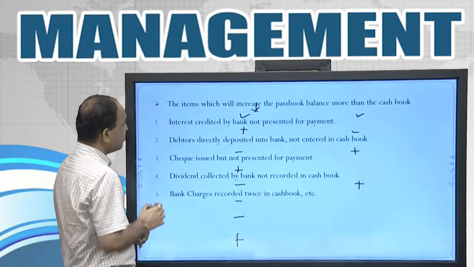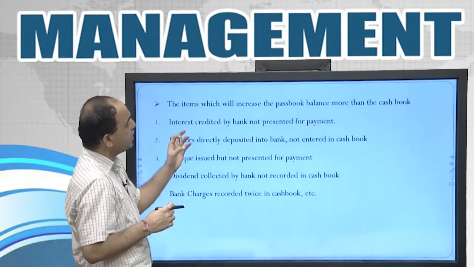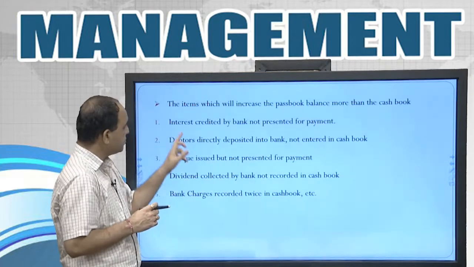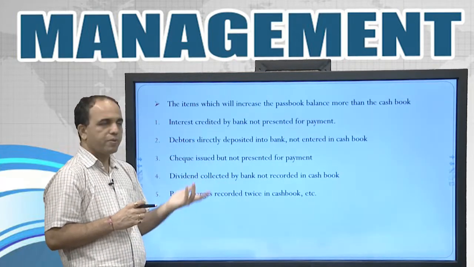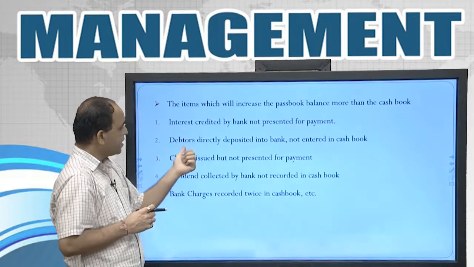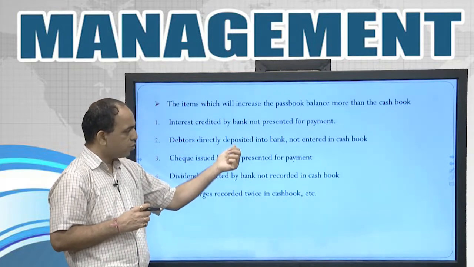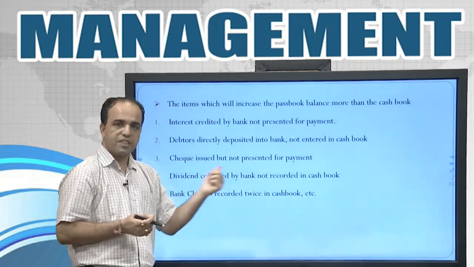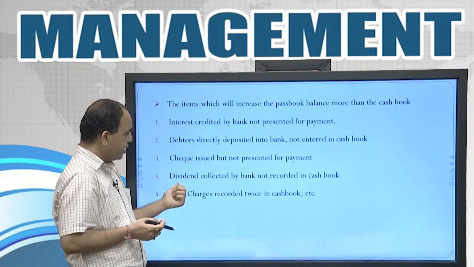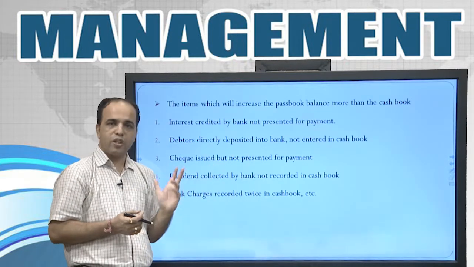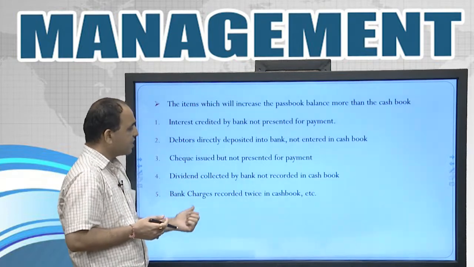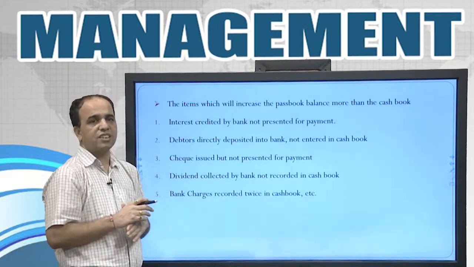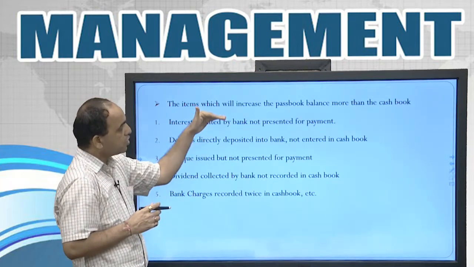Friends, after this, the items which will increase the passbook balance more than the cash book are these: interest credited by bank not entered, debtors directly depositing into the bank not entered in cash book, check issued but not presented for payment, dividend collected by bank not recorded in cash book, bank charges recorded twice in the cash book. So, these are the certain transactions which increase the balance of passbook.